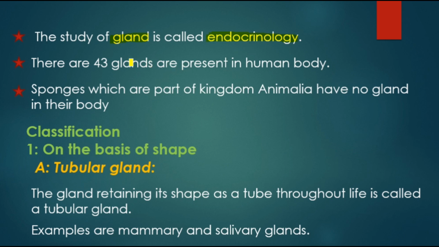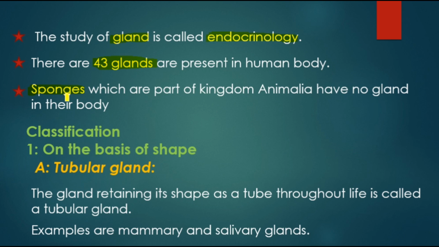Now, if we talk about the number of glands found in the human body, there are around 43 glands present in the human body. Among these 43 glands, 20 of them are endocrine glands. So this is about the number of glands found in the human body. The next point is that sponges, which belong to the phylum Porifera, part of the kingdom Animalia, have no glands in their body. So this is about an organism that doesn't have any type of gland.